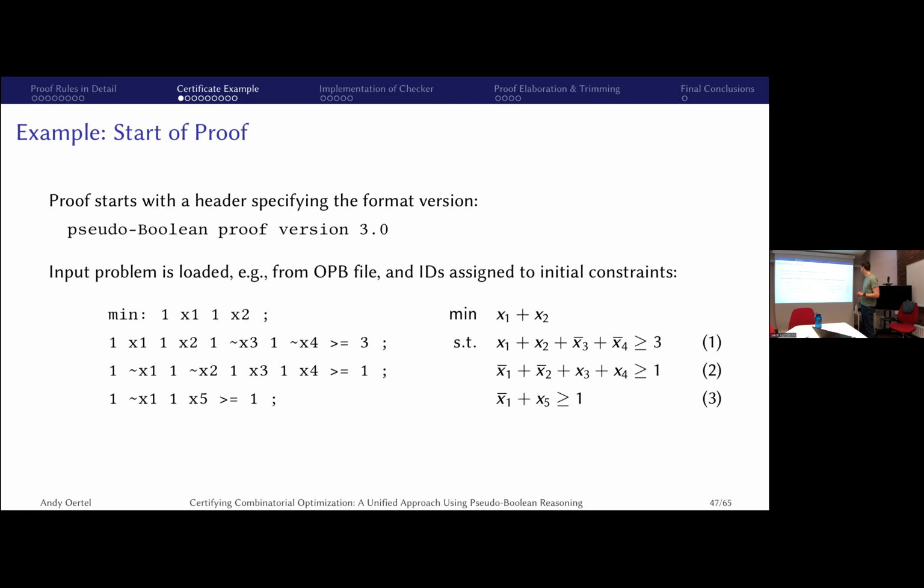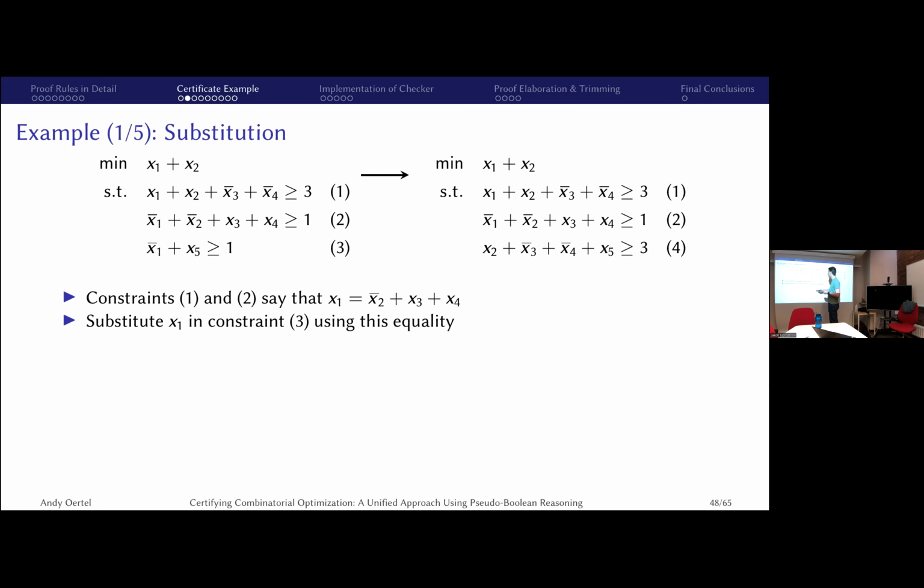And then we can start with our certificate. Maybe the first thing we notice about our problem here is that the first two constraints are expressing that x1 is equal to not x2 plus 3 plus 4. And so we can basically substitute x1 in the third constraint using this equality.